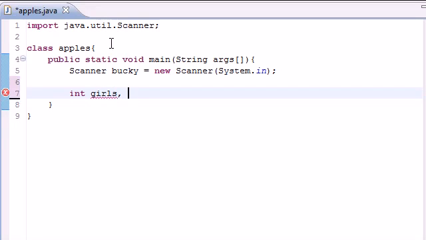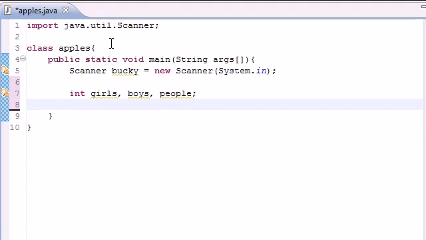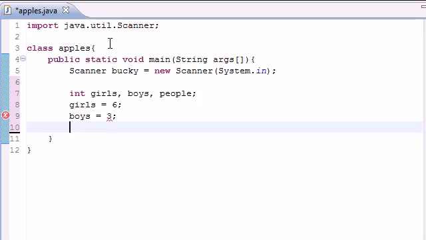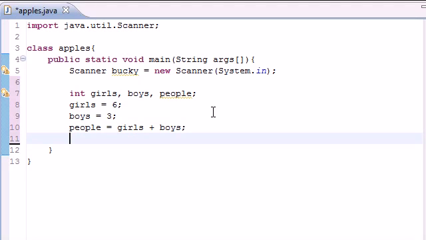Let's go ahead and make three variables: girls, boys, and people. Let's set these to some values, and I'll start out by showing you all of the math operators. Girls equals 6, boys equals 3, and people equals girls plus boys. I showed you guys how to use the plus sign in the last one to get a simple sum. So the sum of girls plus boys is now stored in people.